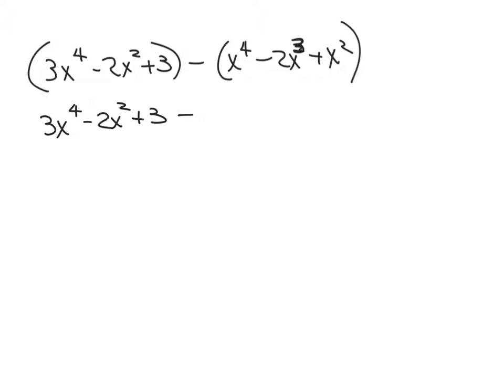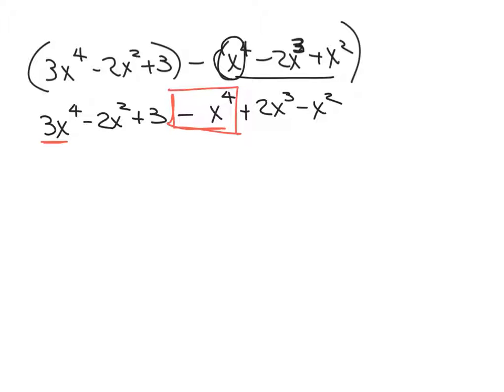But in order to take these parentheses off here, we have to change the sign of everything in between. So this here is a plus x to the 4th, so we'll leave it as a minus. Change the next one to a plus, and change the next one to a minus. Now we can combine. And what I like to do again is underline my like terms here with the sign. Let's put a square around them.